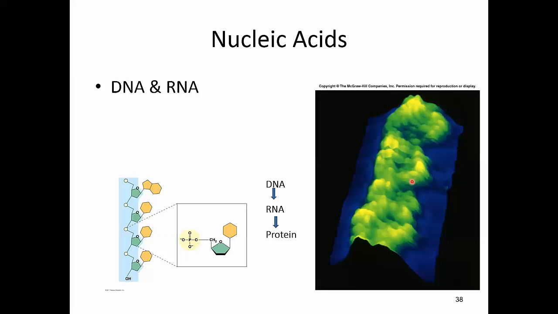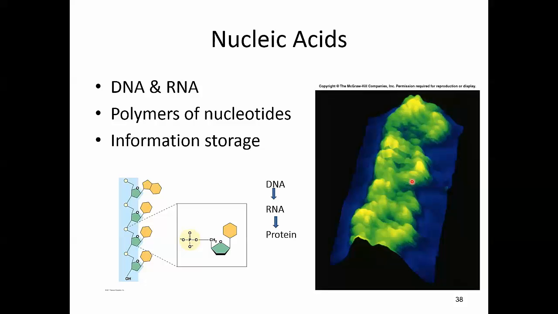The last type of molecule in this talk are the nucleic acids, which include DNA and RNA, but also include ATP and other molecules that are important for life. And these are polymers of monomers called nucleotides. And the major role of at least DNA and RNA is information storage. In the case of ATP, it's energy transfer.